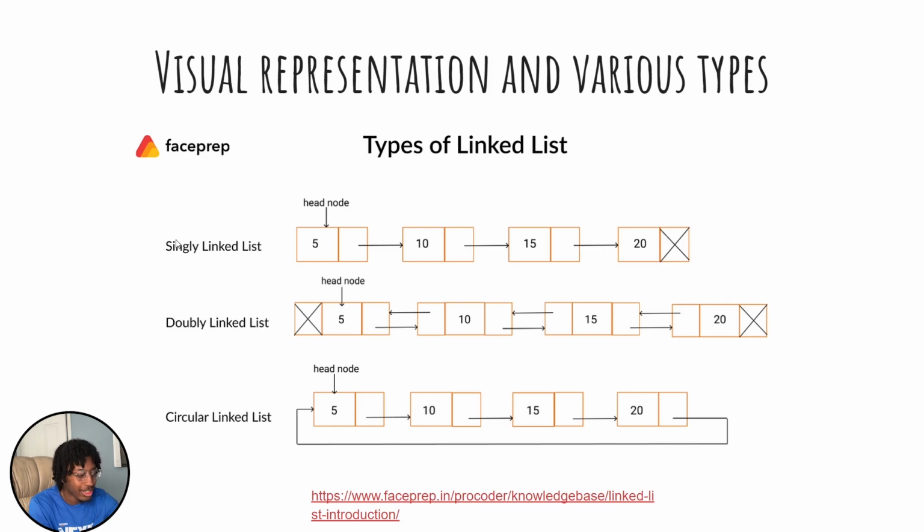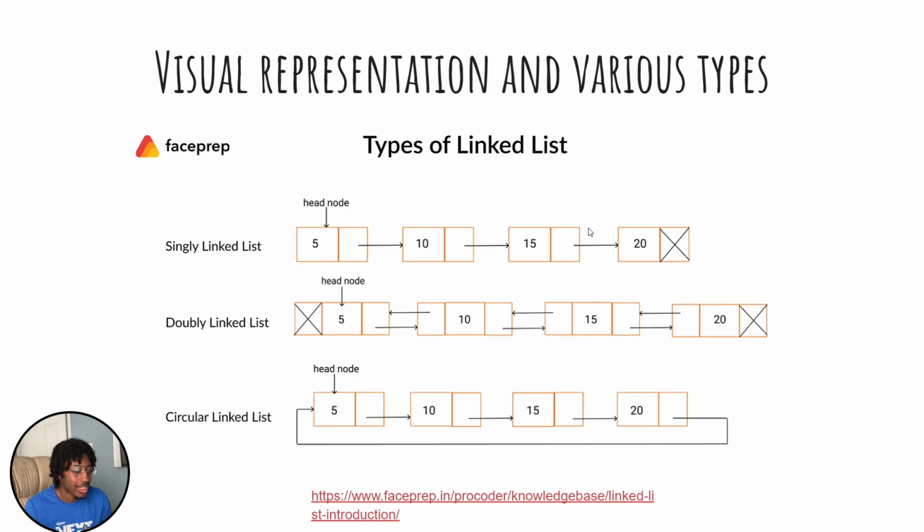And notice this is called a singly linked list. What does that mean? Well, that just means that we're going in one direction. We're going from the beginning to the end, and there's no way we can go back. We can't access a previous element. We're just going one way.